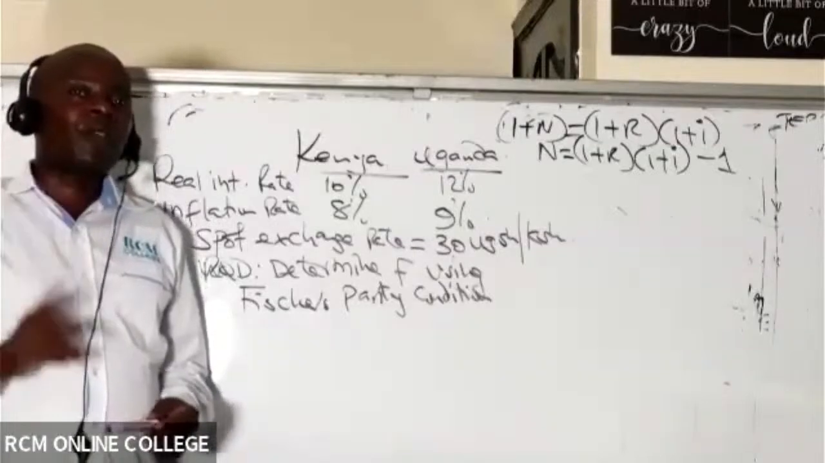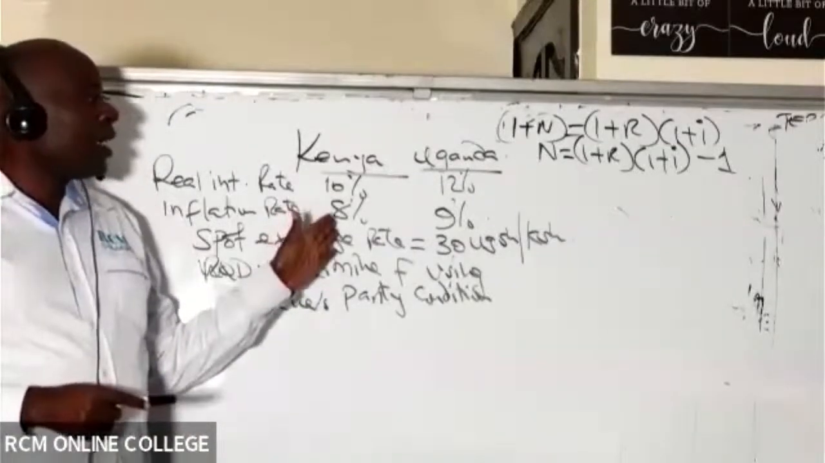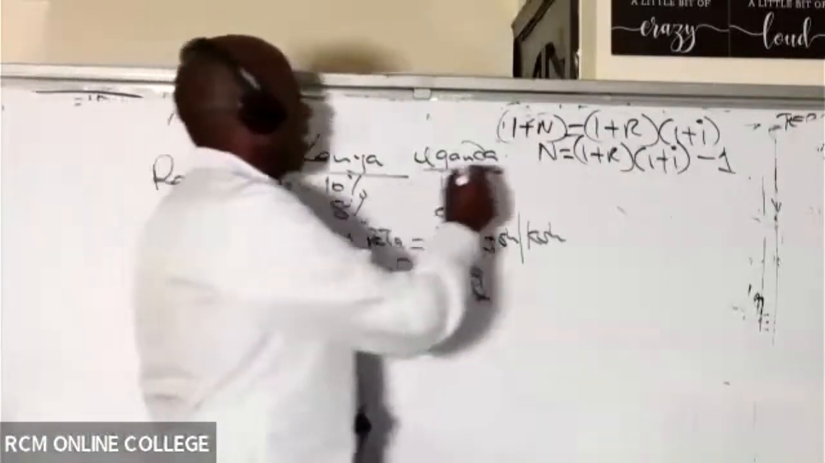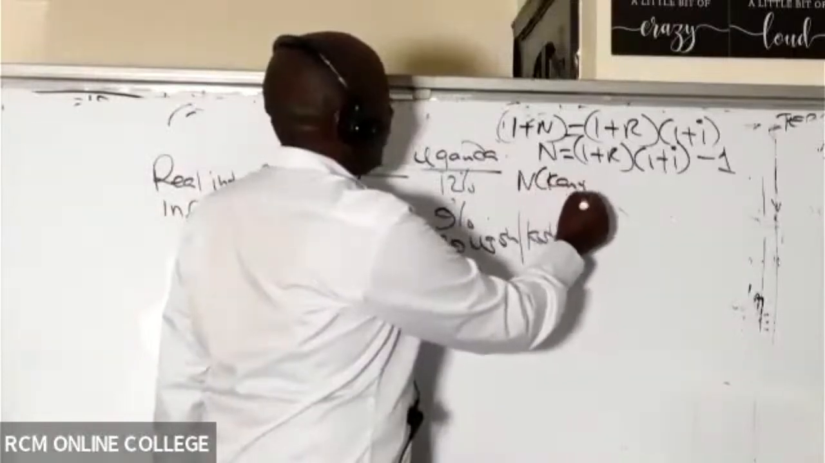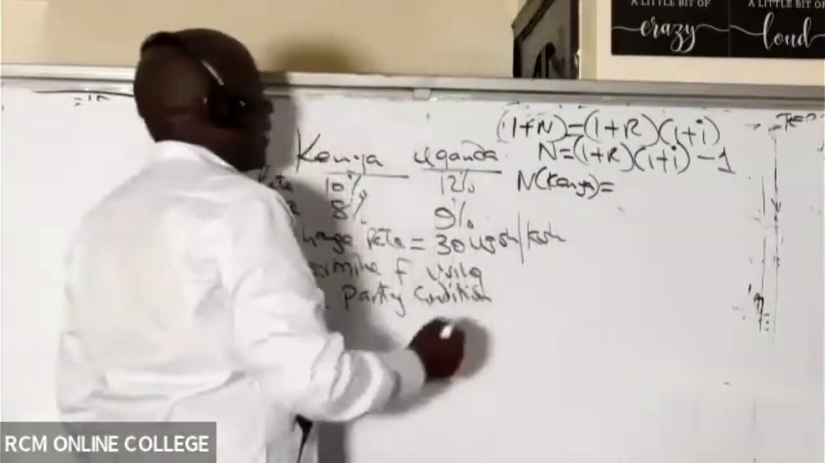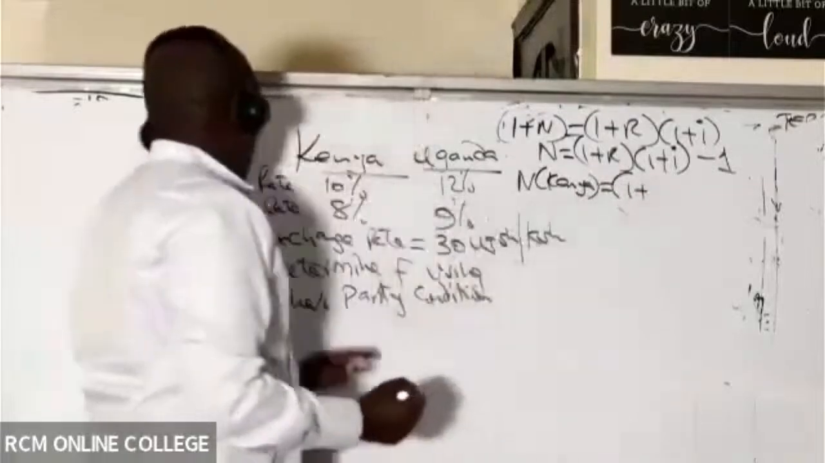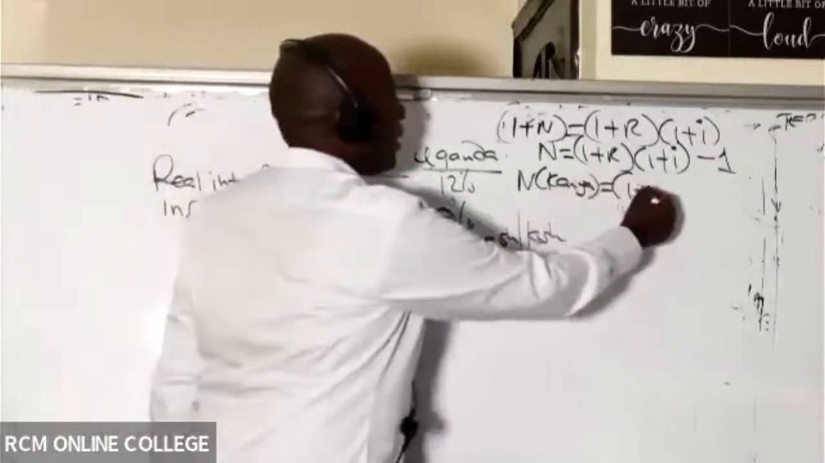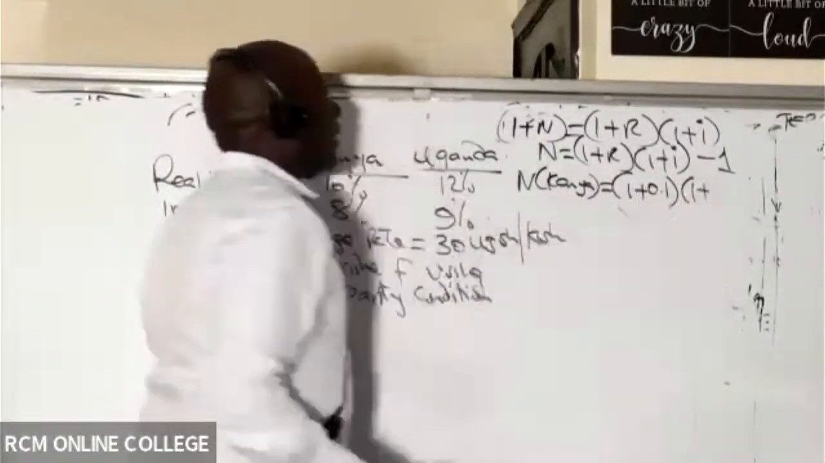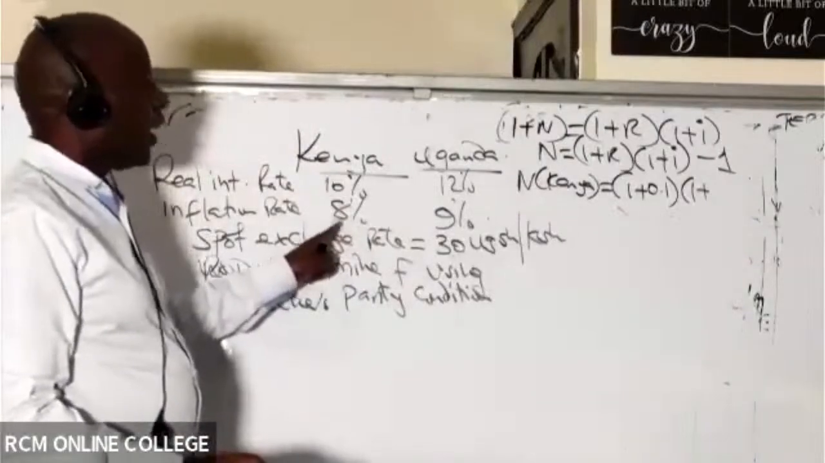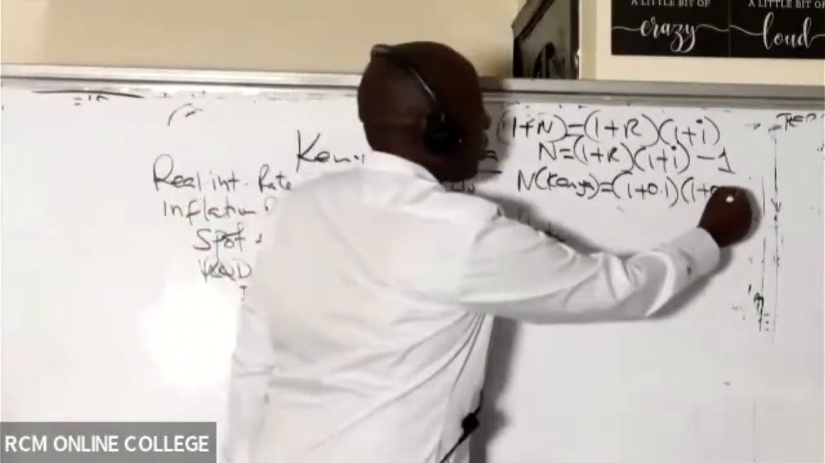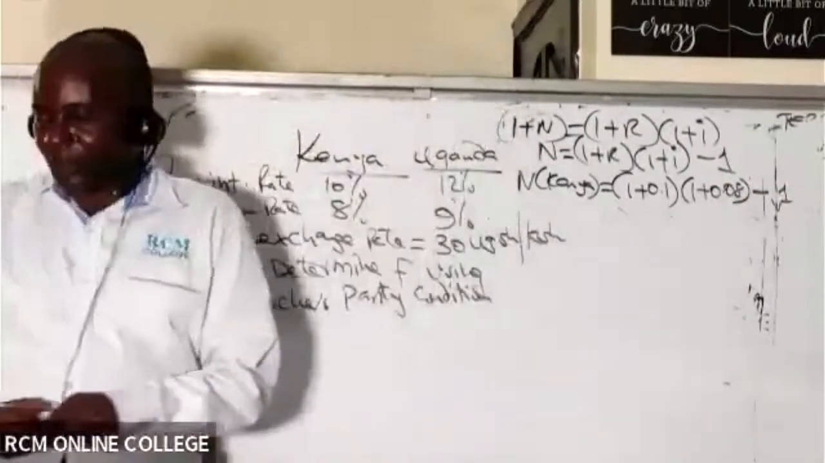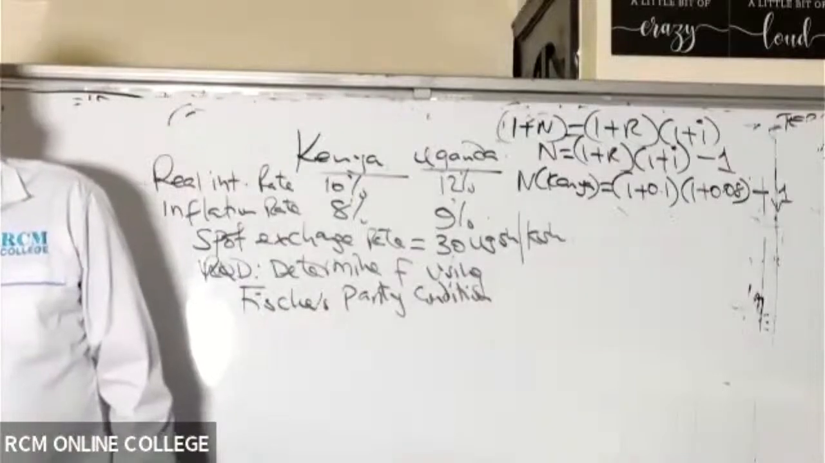So remember, Fisher's makes use of the nominal N for each country. So you must give us the nominal for Kenya and the nominal for Uganda. Unaweza kweli? Hebu tuanze na nominal ya Kenya. So itakuwa ni 1 plus R. Remember, R is the real. In Kenya, R is 10%, 0.1, into 1 plus inflation in Kenya, 0.08. And then whatever we shall get, we shall subtract 1.